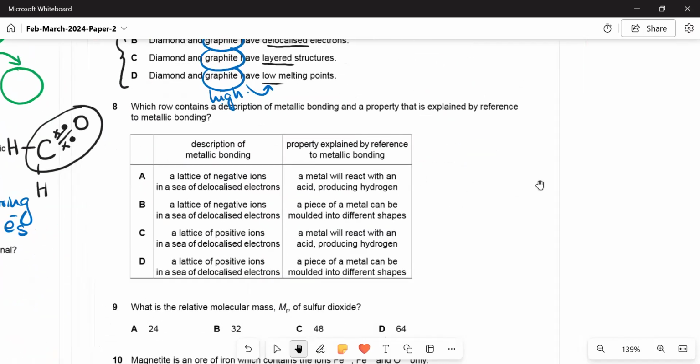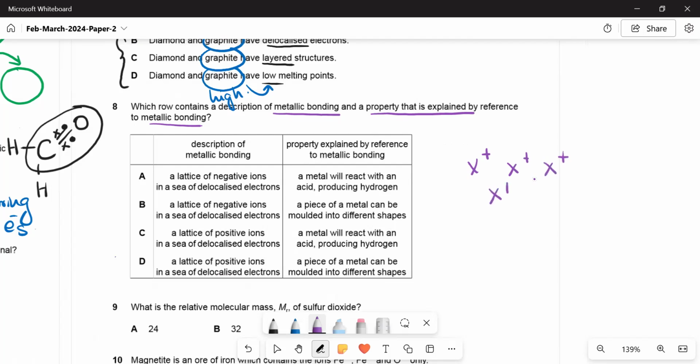Next question, question number 8. Which row contains a description of metallic bonding and the property that is explained by reference to metallic bonding? Okay, so we have to see first the description of metallic bonding. In metallic bonding, there are metals and metals always lose the electron. So they are arranged regularly after losing the electron like this.